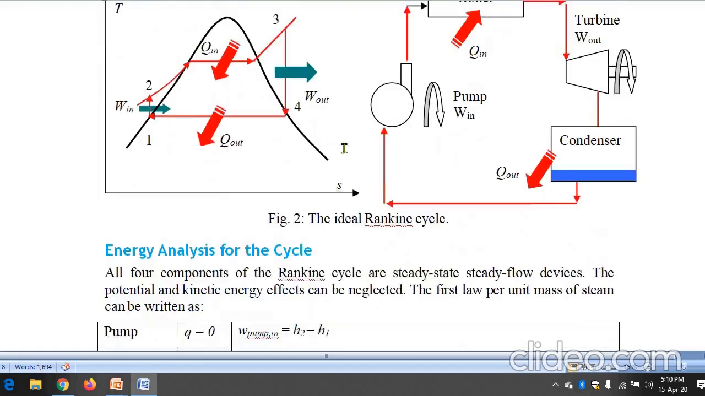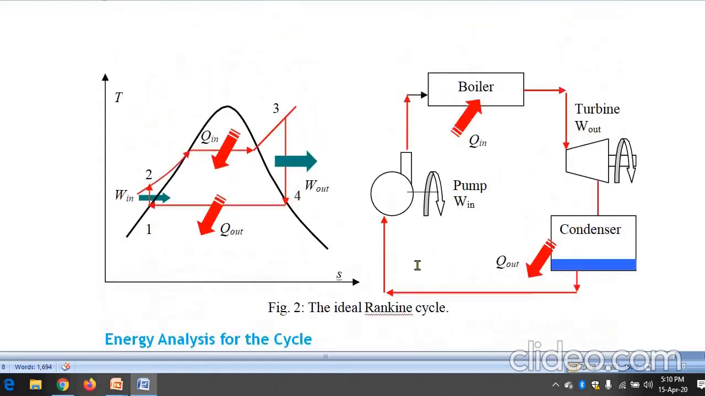Now, first process 1 to 2. 1 to 2 is the compression. You can see 1 is here, 2 is here. 1 is before the pump, 2 is after the pump. Means from 1 to 2 we are pumping the water. We are increasing the pressure of the water to the boiler pressure. During this 1 to 2, we are adding work to the pump. We are giving work input to the pump.